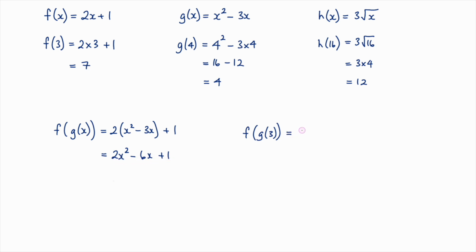So that's going to be 2 multiplied by 3 squared minus 6 times 3 plus 1. 2 multiplied by 3 squared. Well, we have to do the 3 squared first. Remember, order of operations. 3 squared is 9. 9 multiplied by the 2 is 18. Subtract 6 multiplied by 3, that's also 18, and then plus 1. 18, subtract the 18 plus 1 is equal to 1.